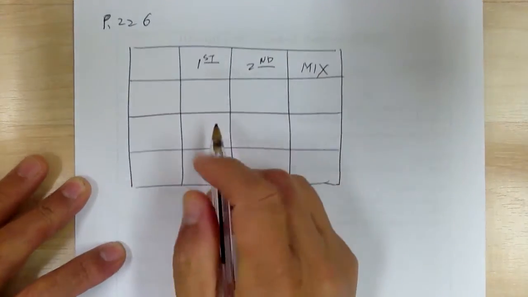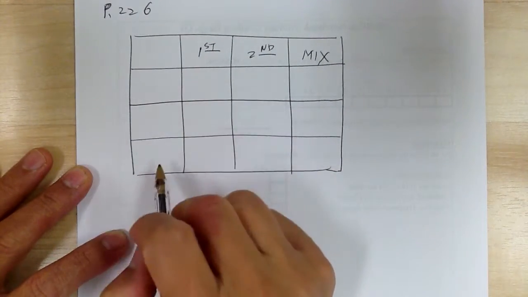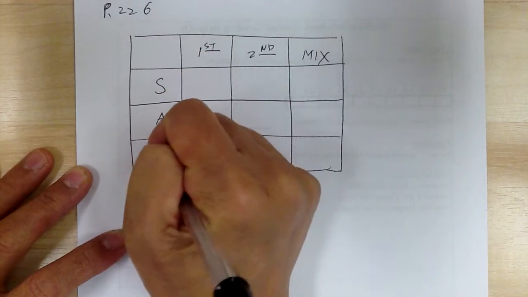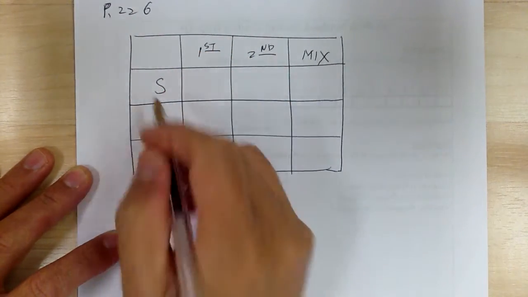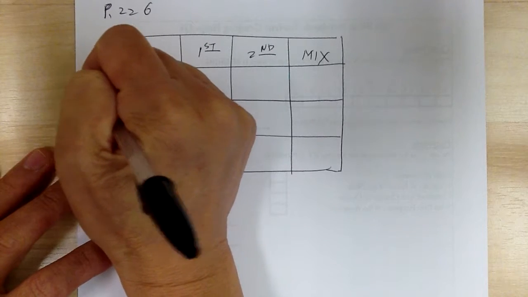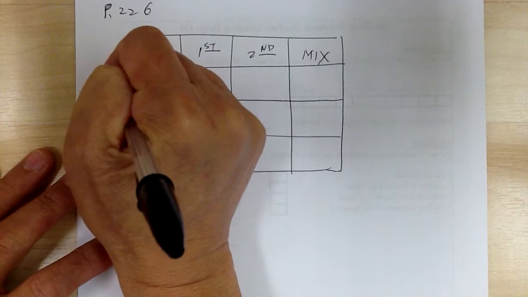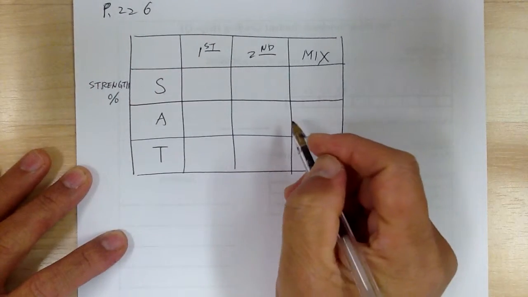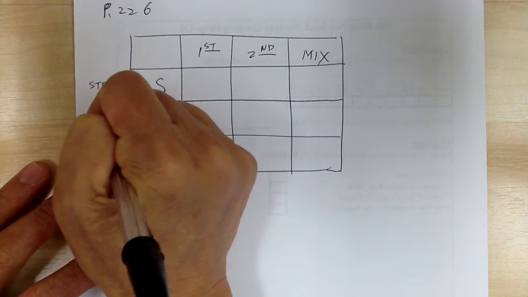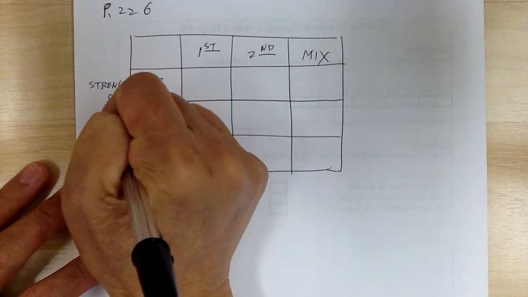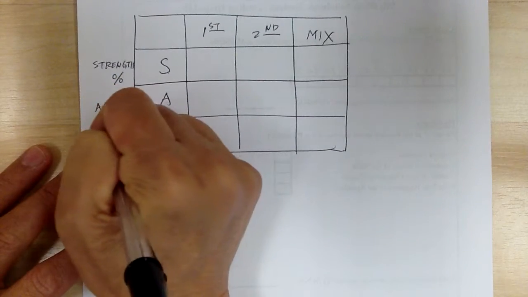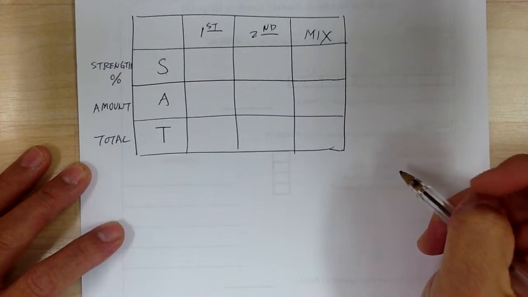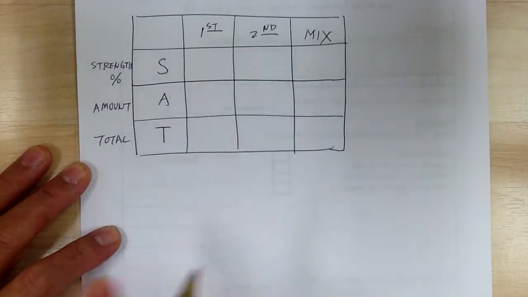Over here, remember for the solid, you have CAT, right? Now for the liquid, you're going to have SAT. The S stands for strength, and that would be the percent. A is amount. And T would be the total or the subtotal of that item. So that's the table that you need to have.